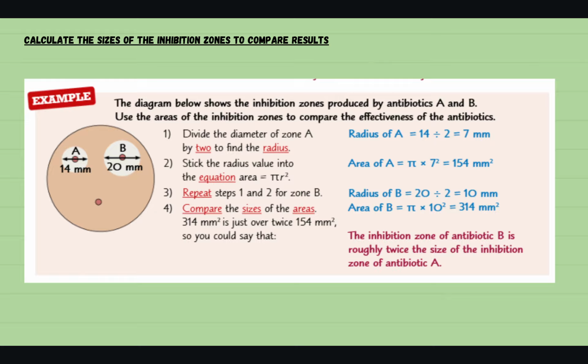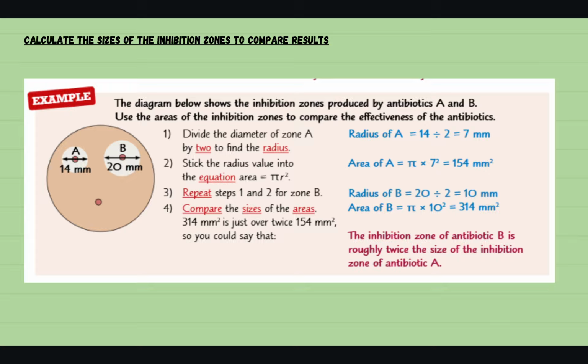Here's an example question. It says the diagram below shows the inhibition zones produced by antibiotics A and B. Use the areas of the inhibition zones to compare the effectiveness of the antibiotics. The first part is to divide the diameter of zone A by 2 to find the radius. So the radius is 14 divided by 2 to give us 7 millimeters. Then you stick the radius value into the equation, area equals pi r squared. So area of A is pi times 7 squared, which gives us 154 millimeters squared.